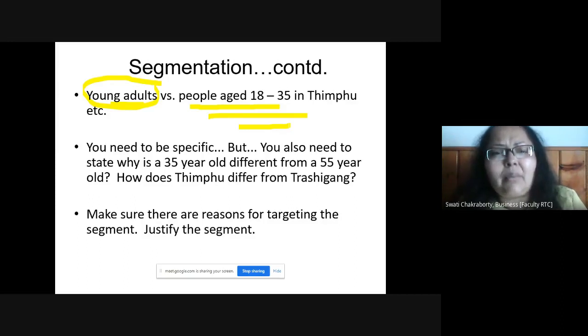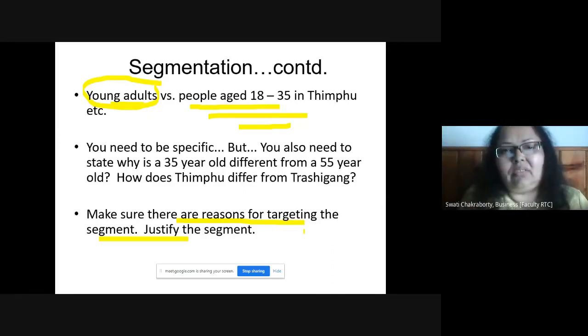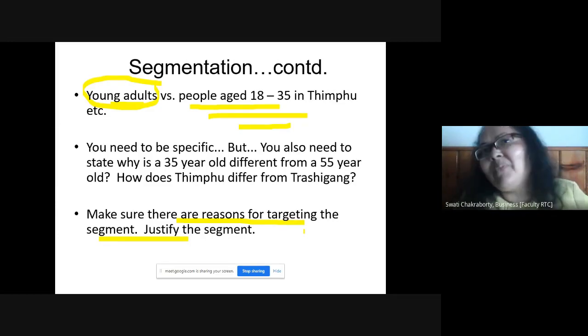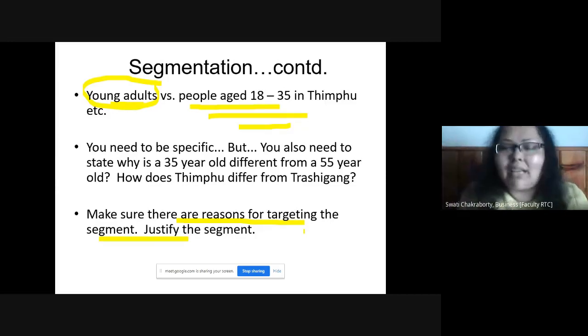So what exactly it means is that when you are targeting the segment, there has to be a reason why you are making that differentiation. You cannot just do businessmen. If you have to be a successful businessman, you cannot just segment the entire market on your whims. There has to be a reason, a justification for why you are targeting it that way, or segmenting it that way.